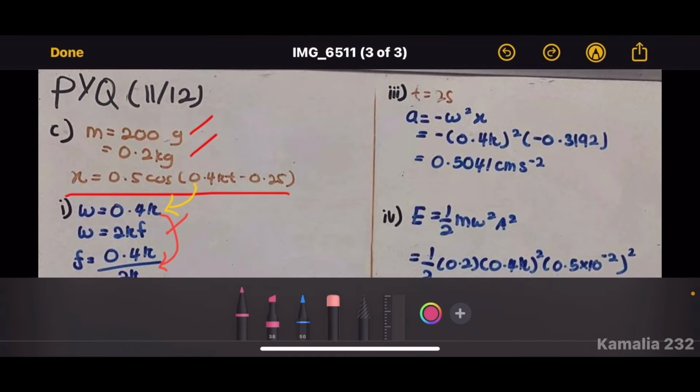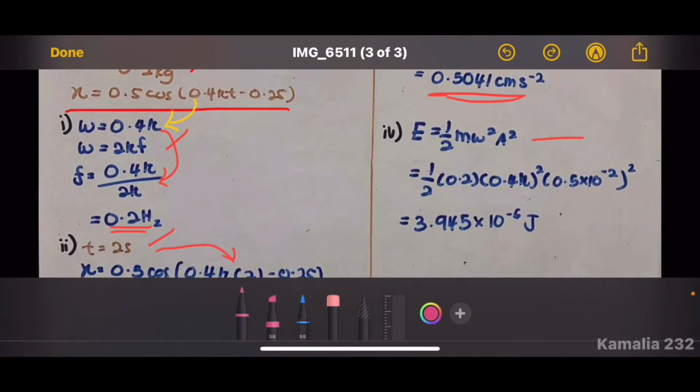The third question, we need to find the acceleration of the object at 2 seconds. So we use a equal to negative omega squared x, and we just need to substitute the value into the equation, and we get 0.5041 centimeter per second squared. So for the last question, we need to find the total energy. So we use the total energy equation, we substitute the value into the equation, and we get 3.945 times 10 to the power of negative 6 joule.